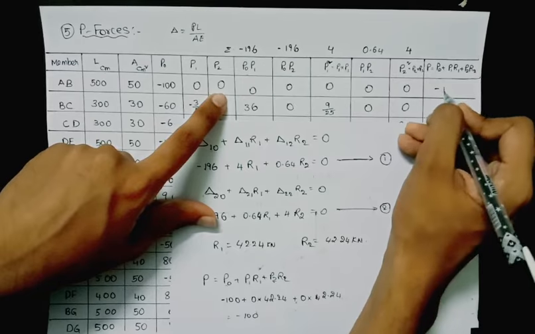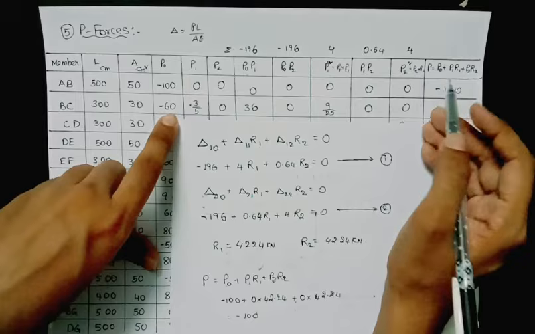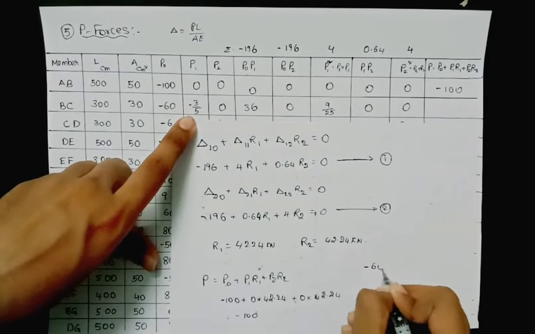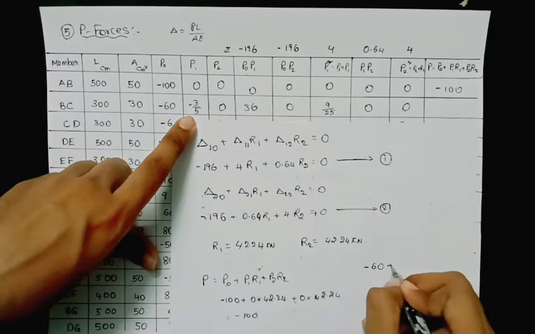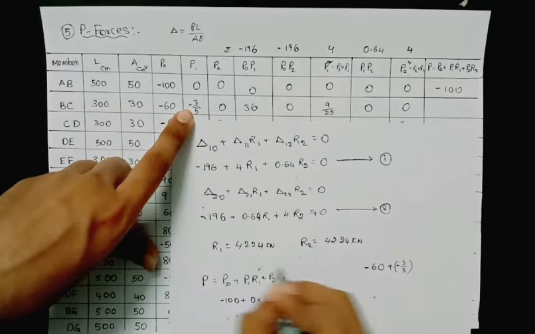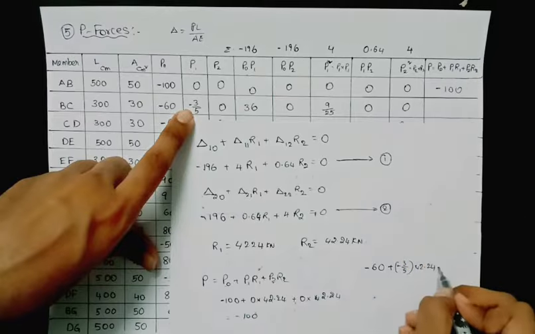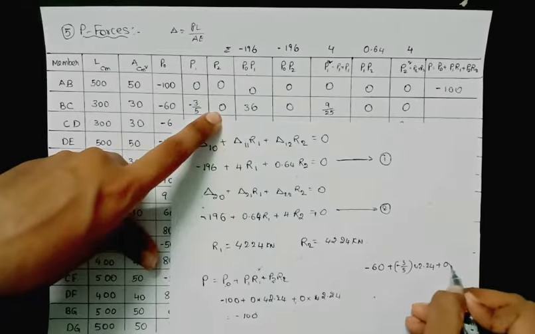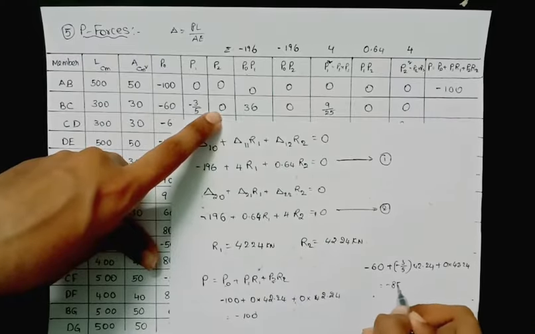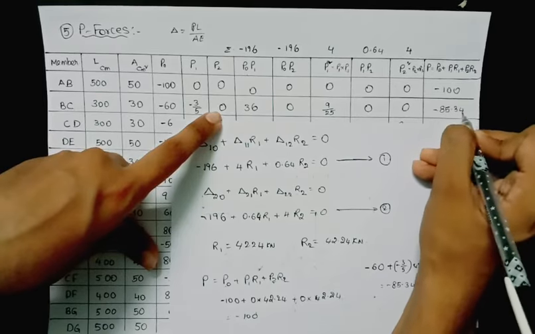So the force in the member AB is minus 100. P naught value for member BC is minus 60 plus P1 is minus 3 by 5 into R1 is 42.24 again plus P2 is 0 into R2 is 42.24. So on solving this you will get minus 85.34. So the force in member BC is minus 85.34.